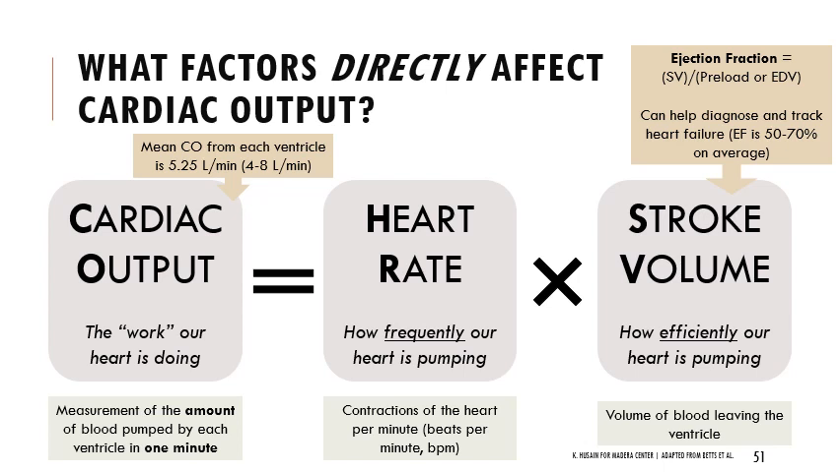One other thing to keep in mind with stroke volume is that you can use this to calculate ejection fraction. You calculate that by dividing stroke volume by the end diastolic volume, or the preload, which we talked about earlier. That metric is important because it can be used for diagnostics, and also if you're aware that a patient has heart failure, you can keep an eye on that measurement and use it to quantify how they're doing. On average, the ejection fraction is about 50 to 70%.